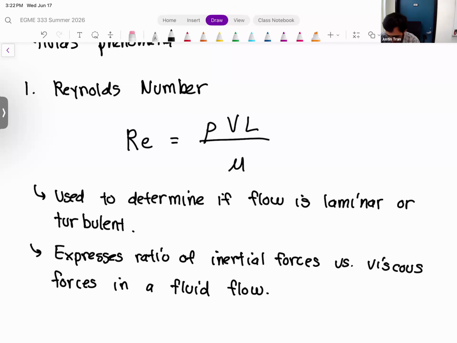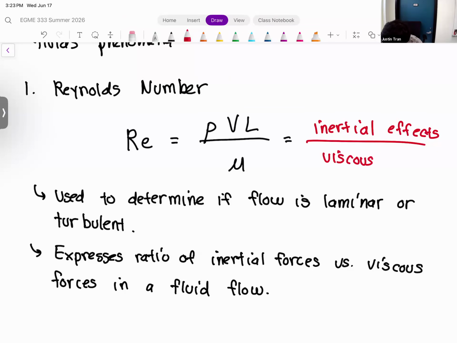Right, and so another way that we can express the Reynolds number, it's a ratio of inertial forces, or inertial effects, I guess if you want to be more general, divided by viscous effects. In fact, if you think of all non-dimensional numbers as a ratio of some kind, that would actually be a really great interpretation.